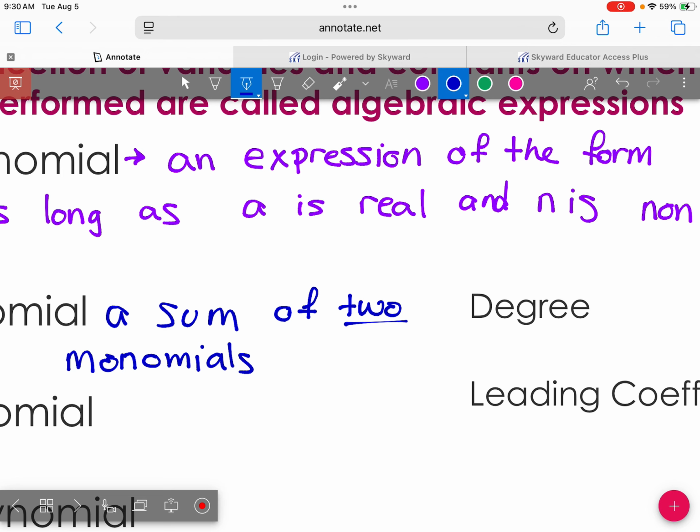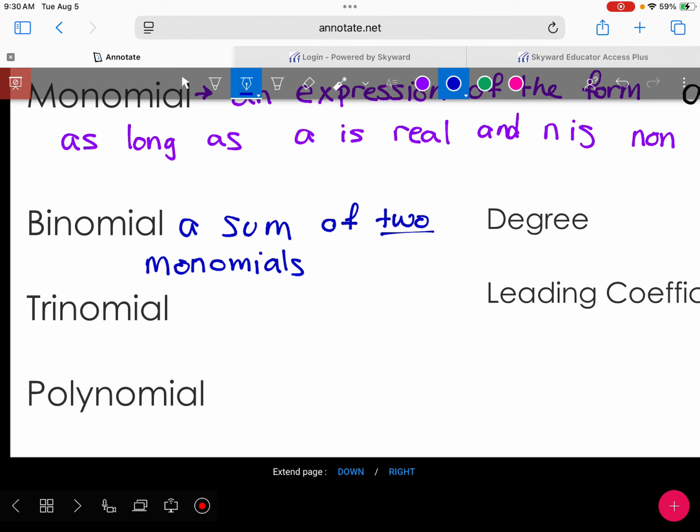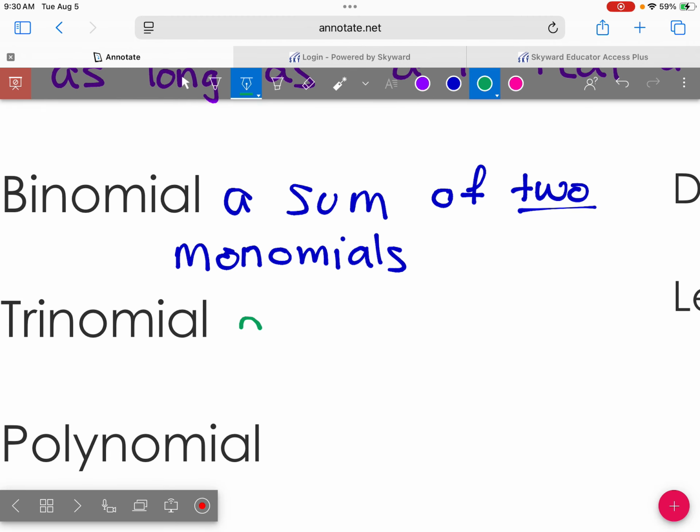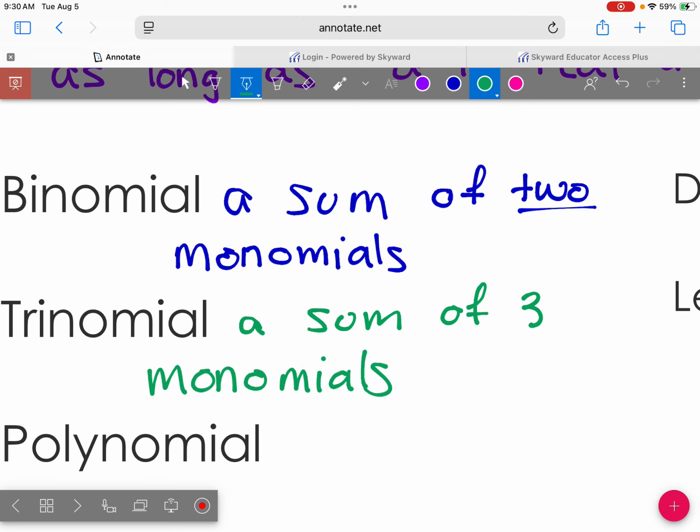Either way. So if a binomial is the sum of 2 monomials, a trinomial, tricycle, is a sum of 3. Oh my gosh. Weird Latin roots. A sum of exactly 3 monomials. Both of these can be sums or differences, because what that would be is just if it has a negative number in front. So if your a is negative 2, that would be the same as saying plus negative 2x.